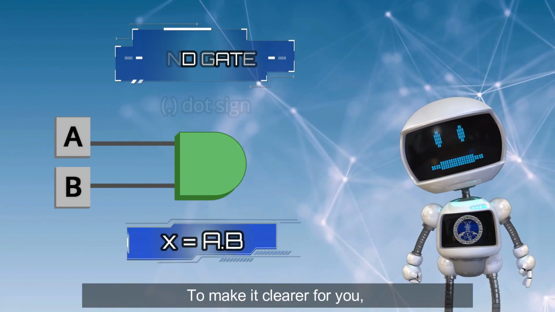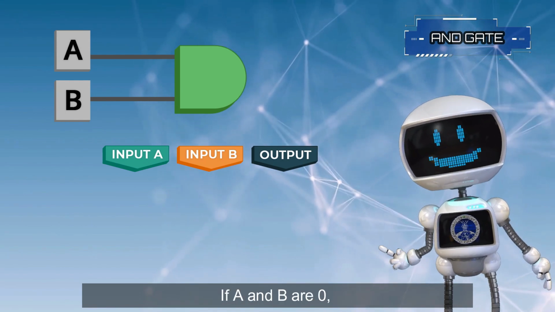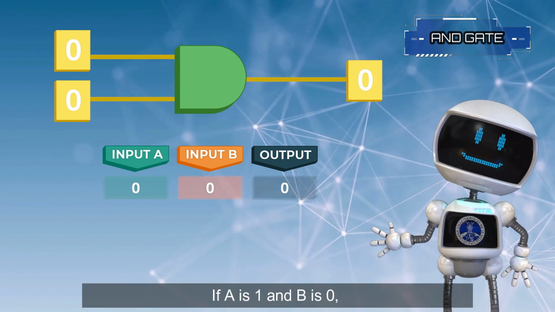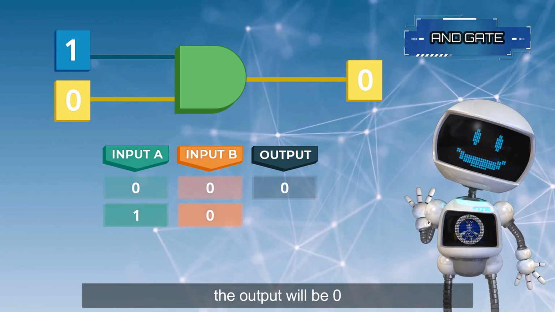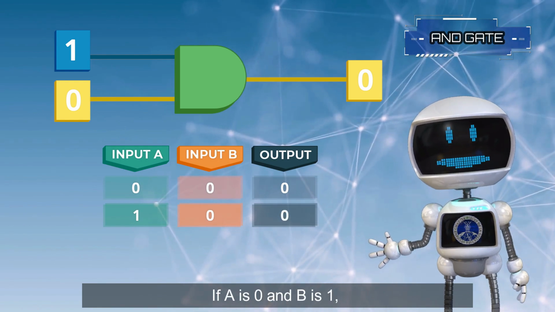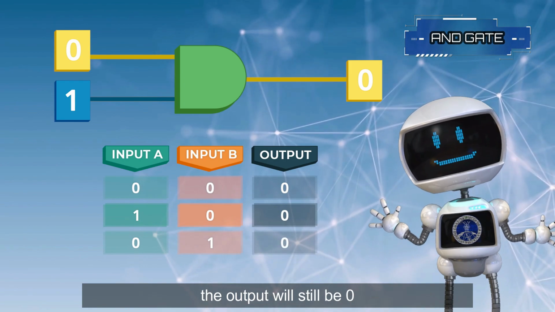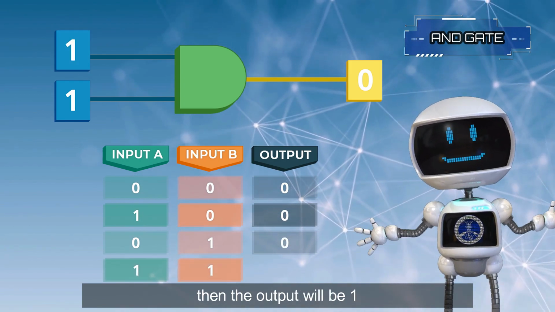To make it clearer for you, let us construct a truth table. If A and B are 0, the output is also 0. If A is 1 and B is 0, the output will still be 0. If A is 0 and B is 1, the output will still be 0. And only if both inputs are 1s, then the output will be 1.